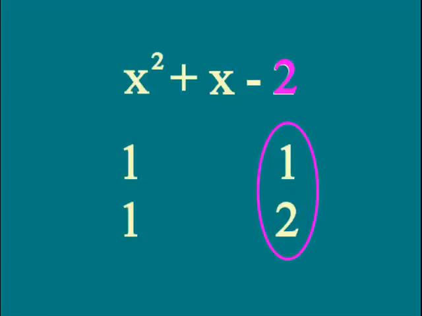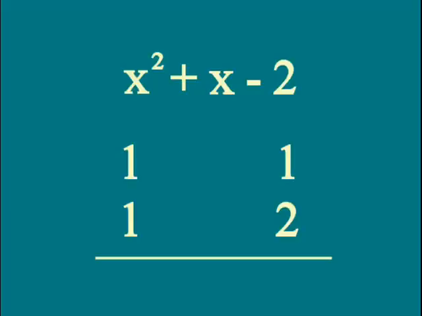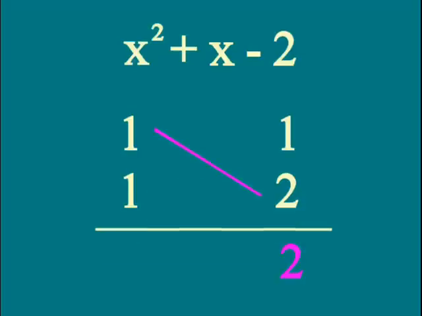Notice how I line the numbers up. We'll draw a line like this, then we'll cross multiply. 1 times 2 is 2. Then in the other direction we get 1 times 1, and that's a 1.